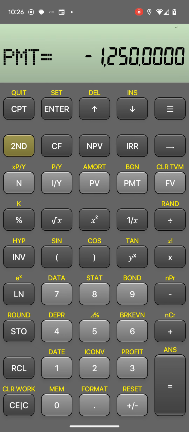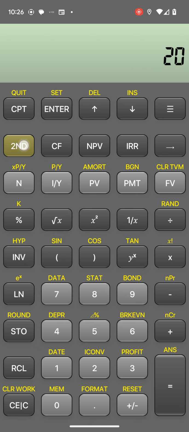Let's verify that we're still on 12 payments per year. We are. And to get out of this, second quit. And we know that it's 20 years at 12 months. We'll let the calculator figure this out. 20, second, payments per year. That's 240 total payments. So let's make that our N.